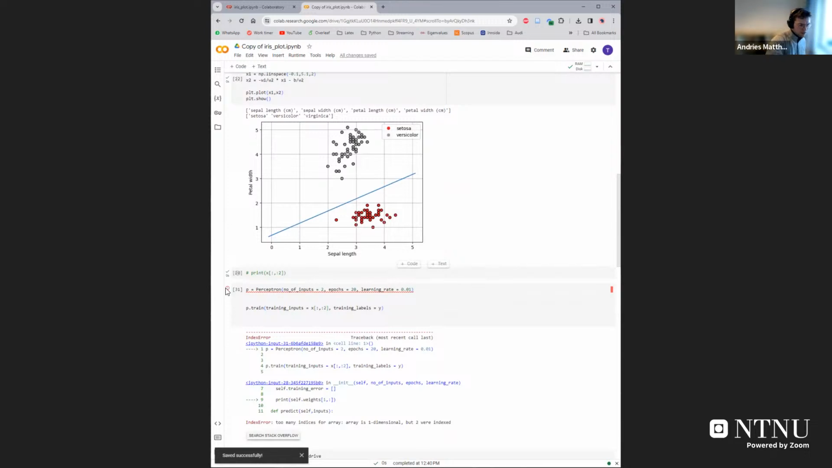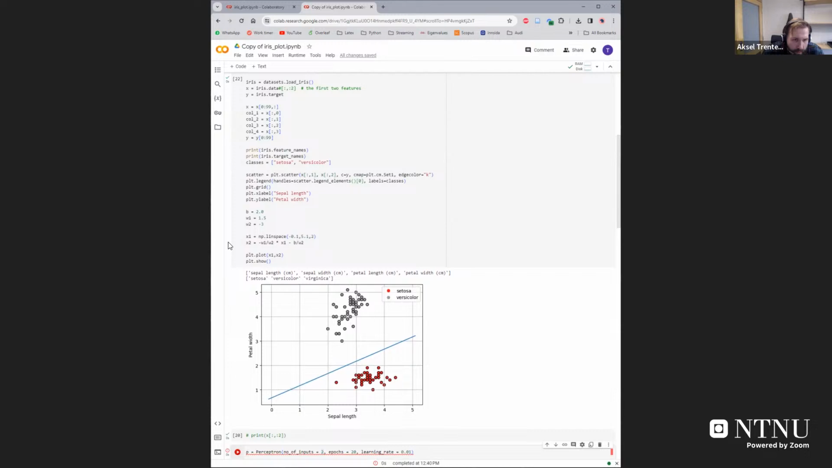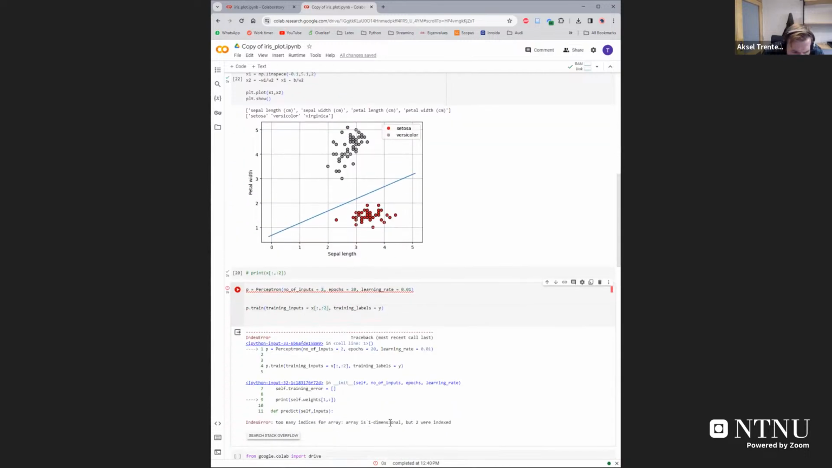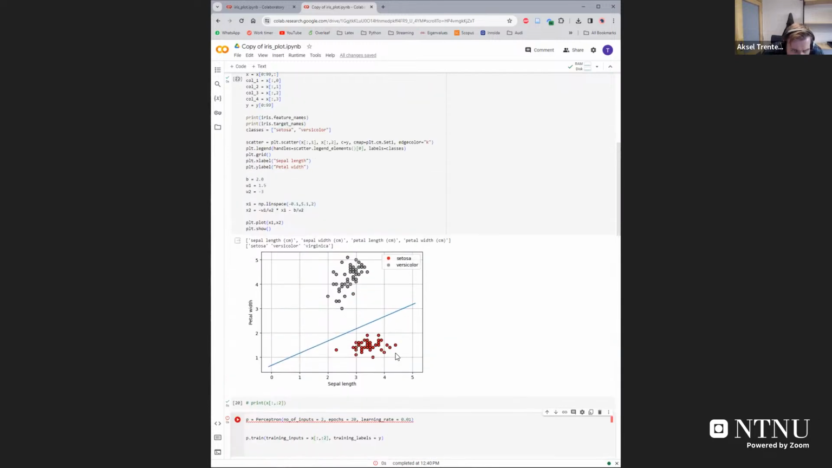But then we need to fix that the right training data is used instead of the first two columns. Yeah. But it still doesn't... But still this issue, one-dimensional but two were indexed. Still? Mm-hmm.